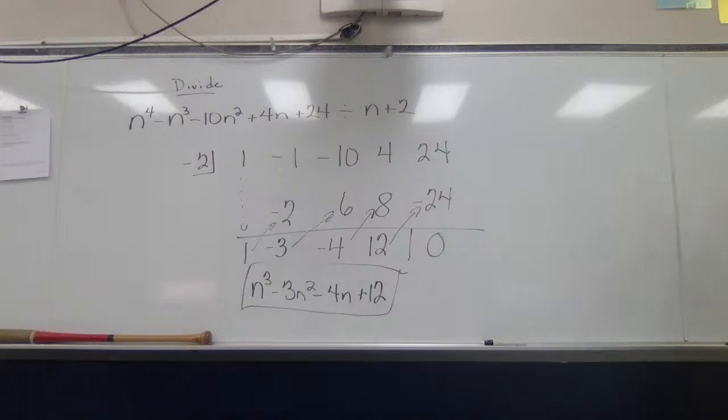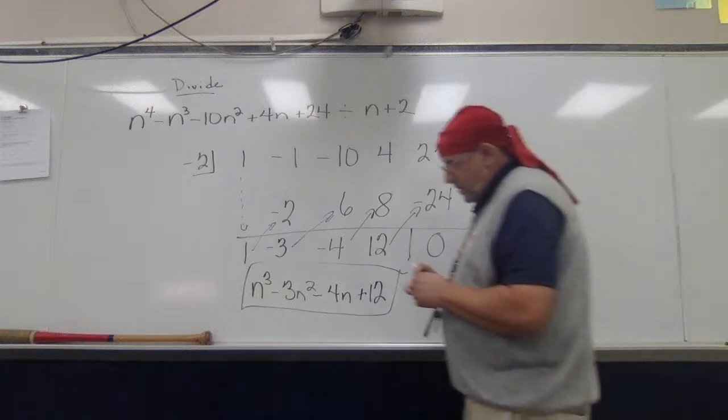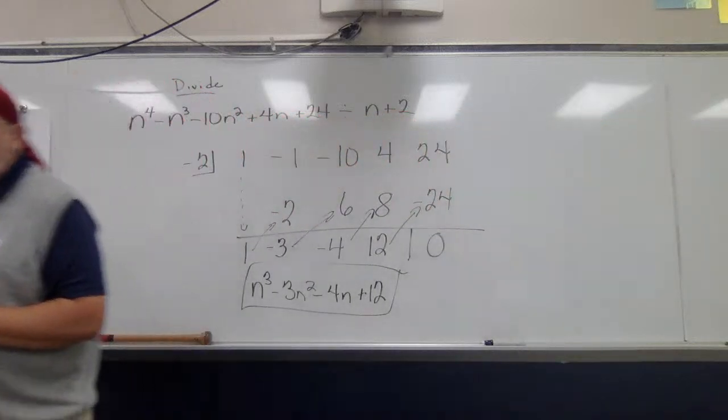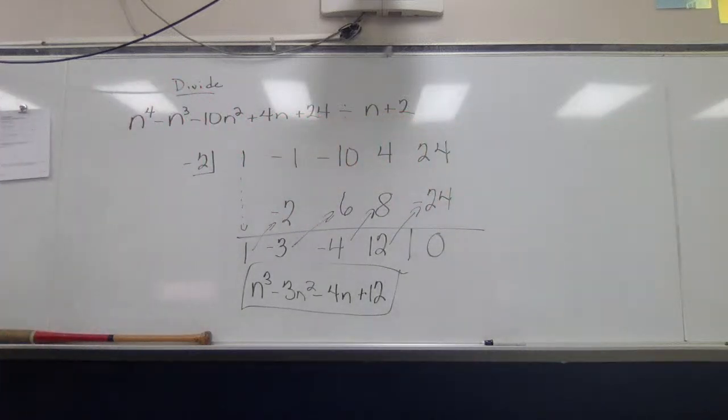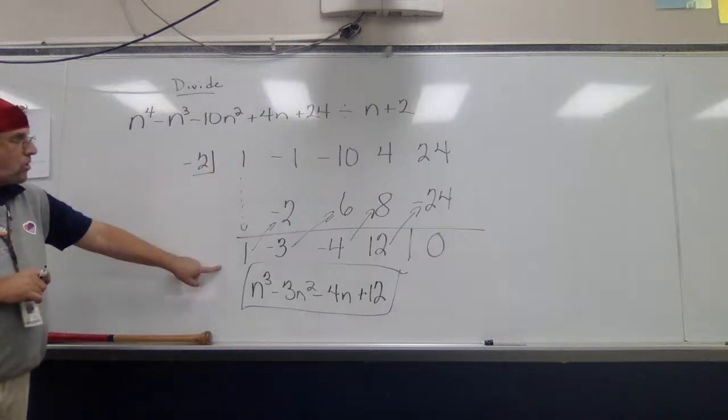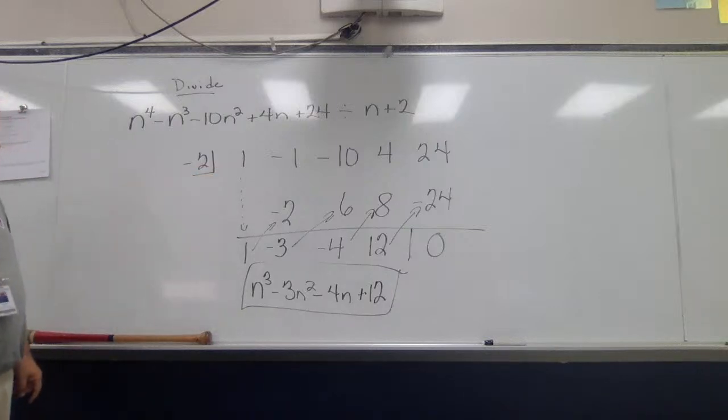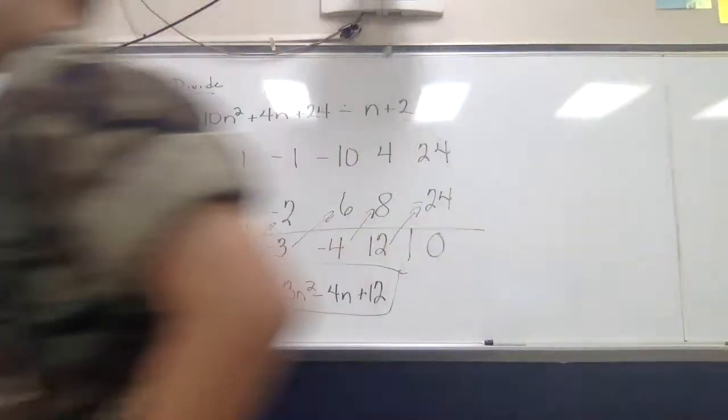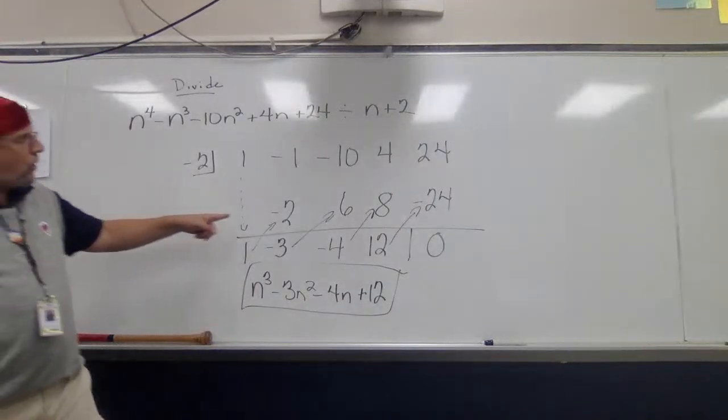You don't understand? What is it you don't understand? I don't know how 1, -1, -10, -24 became 1, -3, -4, 12, and -24. Oh, you don't know how it became that?